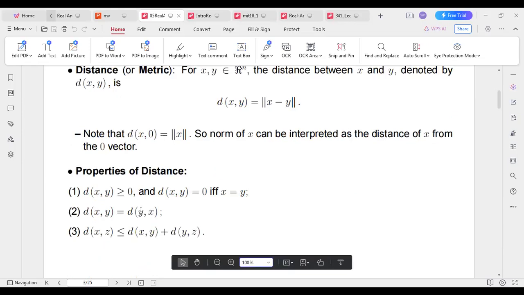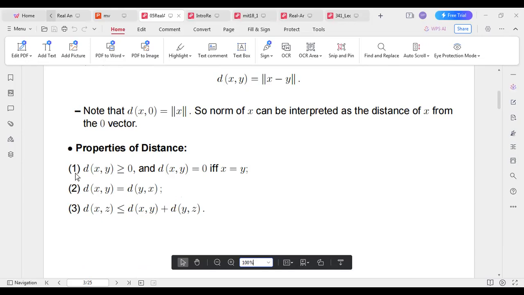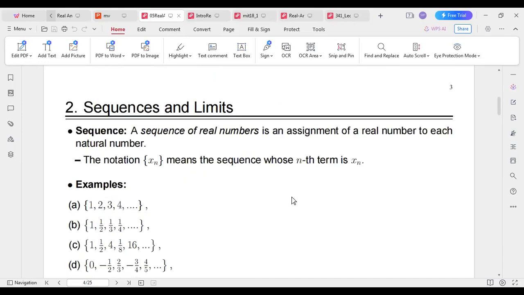Now, the properties of the distance function: d(x,y) is non-negative, and d(x,y) is equal to 0 if and only if x equals y. The commutative property: d(x,y) equals d(y,x). And the triangular inequality: d(x,z) is less than or equal to d(x,y) plus d(y,z). So these are the basic properties of a metric space.